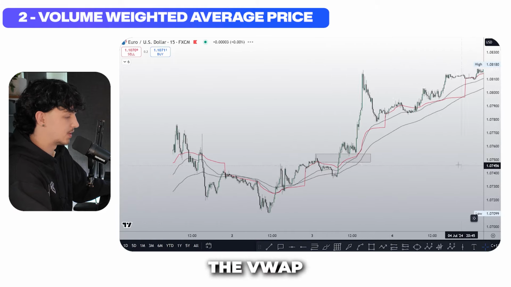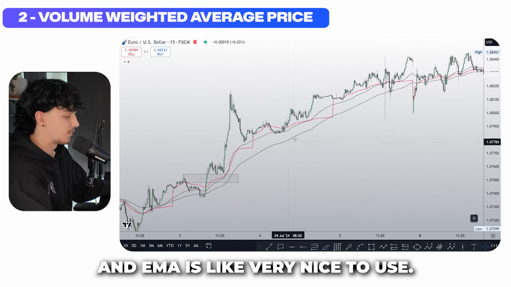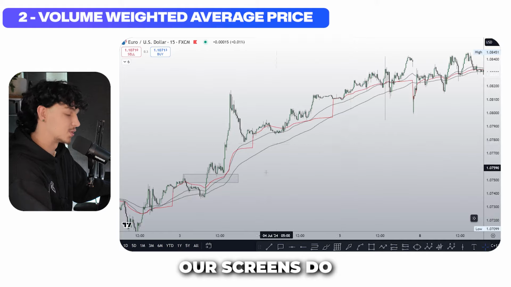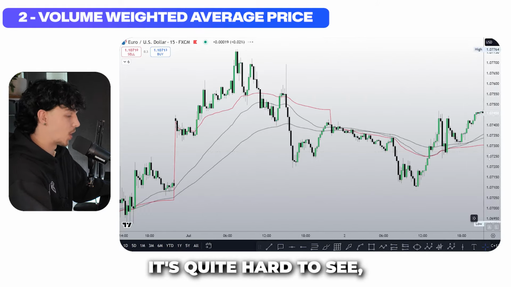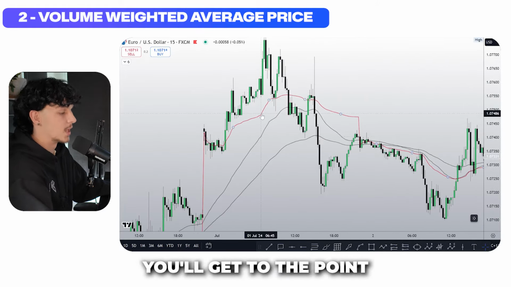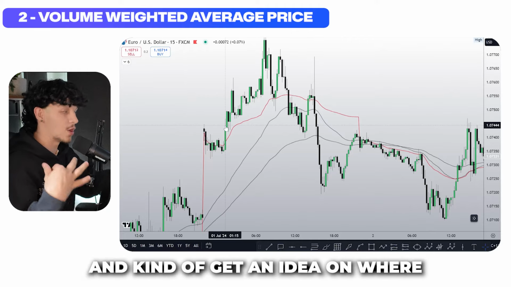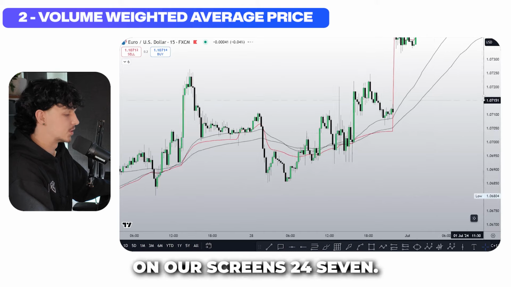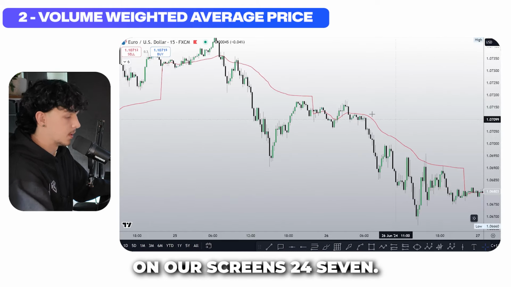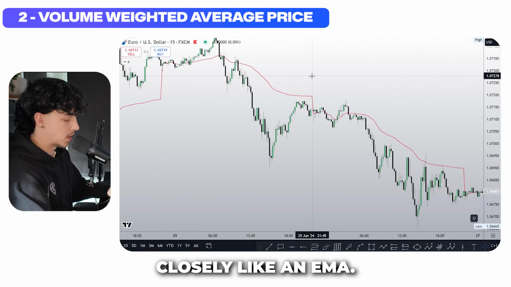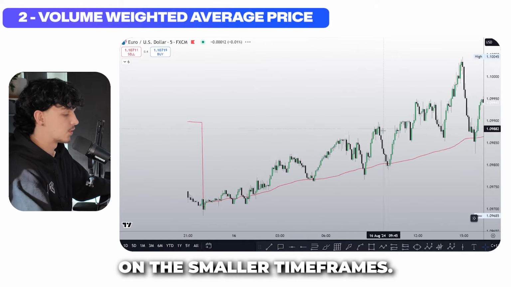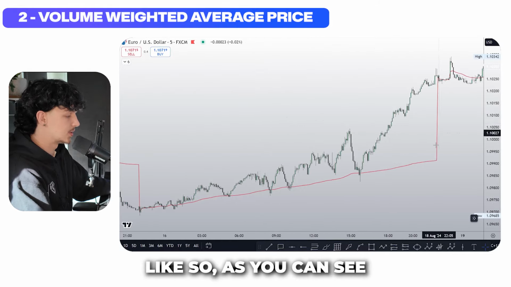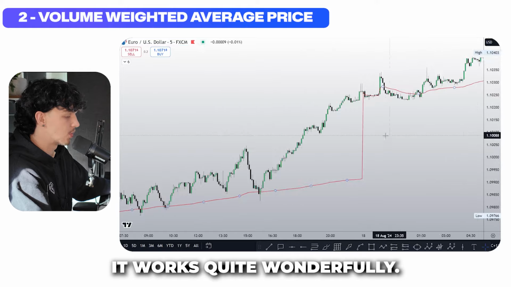And as you can see, the VWAP and EMA is very nice to use. But again, our screens do get a little bit ugly. It's quite hard to see, but hopefully you'll get to the point where you'll be able to take all these off and get an idea of where the indicators are, because we don't want these on our screens 24/7. But VWAP is going to be used closely like an EMA. However, it's going to be used on the smaller time frames, like so. As you can see on the 5-minute time frame, it works quite wonderfully.